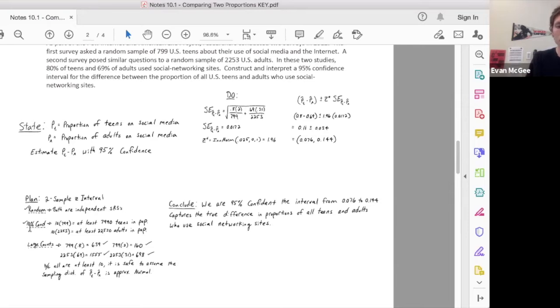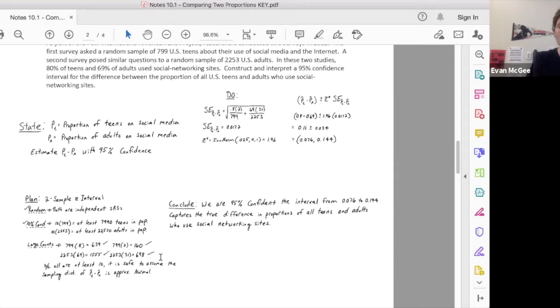Next, we check the 10% condition. And it's safe to assume that there are more than 7,990 teens. So our sample is less than 10% of teens, and our sample is less than 10% of adults. Then we check the large counts, and we use the actual sample that they gave us. So 799, they told us 80% use social media, so 639. And the number of failures, 160 don't. Same thing for the adults, multiply it by the proportion that they gave us.